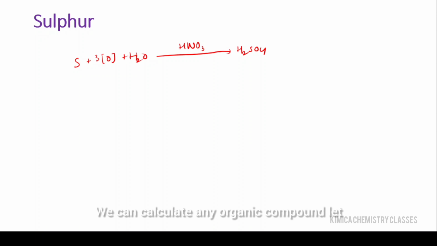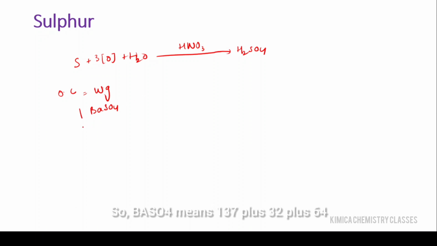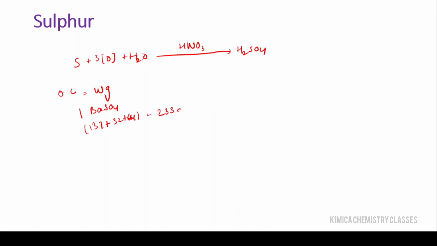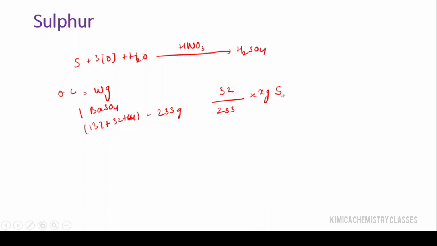We can calculate this for any organic compound. Let the mass of the organic compound be W grams. One mole of BaSO4 contains one gram atom of sulfur, so BaSO4 means 137 plus 32 plus 64, and we get 233 grams. So x grams of BaSO4 contains 32/233 into x grams of sulfur. So this amount of sulfur is present in W grams of the compound.